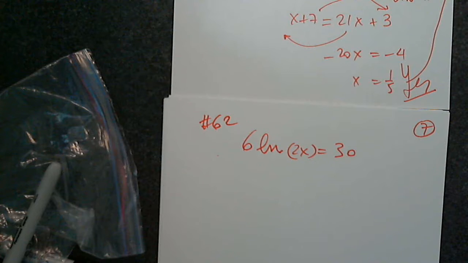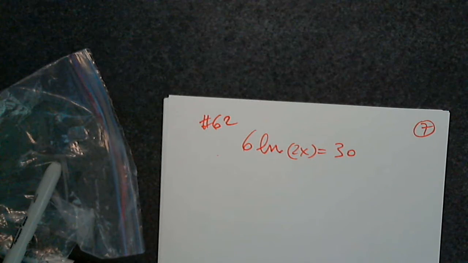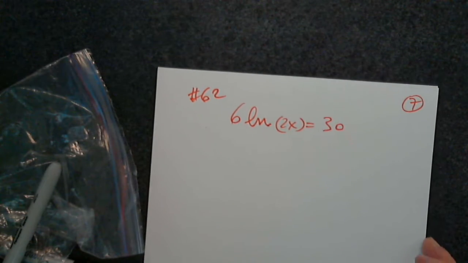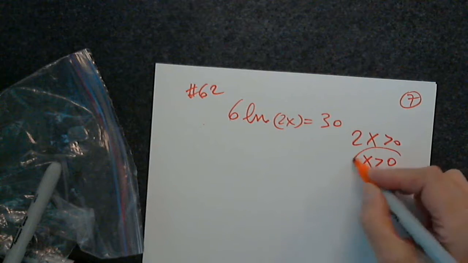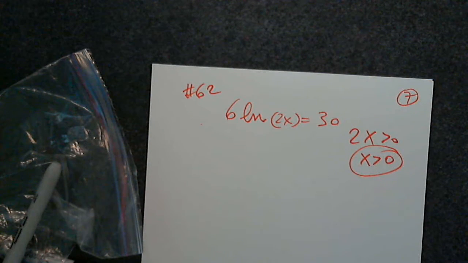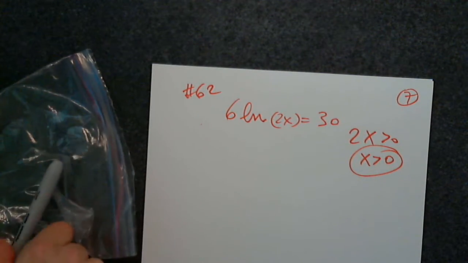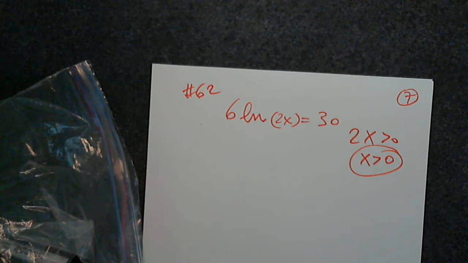Ready? Okay, I want you to state the domain, please. What do I have to write first? 2x greater than 0, which means x greater than 0. We divide both sides by 2. Excellent. Good. So let's look at the equation again and decide what to do, because it's not completely cleaned up.